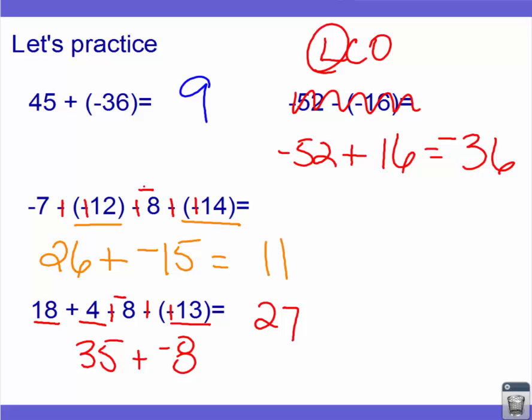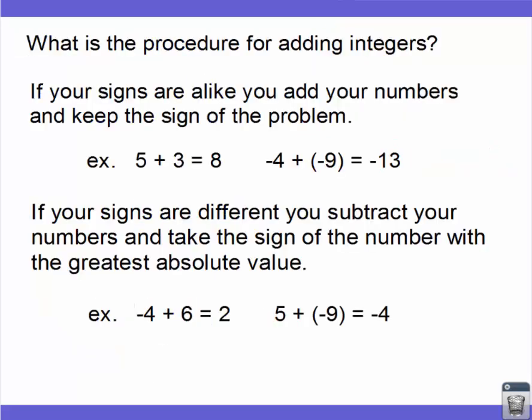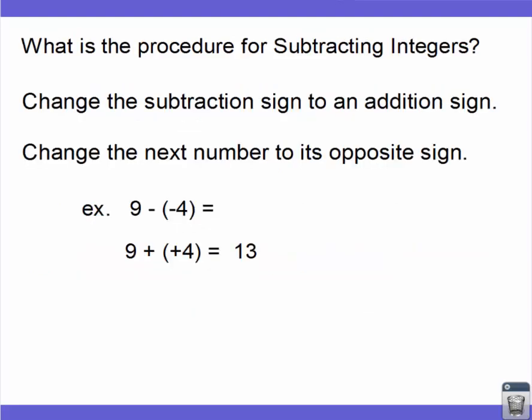So in review, if it's an addition problem, if your signs are alike, you add your numbers and keep the sign of the problem. If your signs are different, you subtract your numbers and take the sign of the number with the greatest absolute value. If it's a subtraction problem, you're going to change subtraction to addition, next number to its opposite, and then go back to your addition rules. And that's how you add and subtract integers.